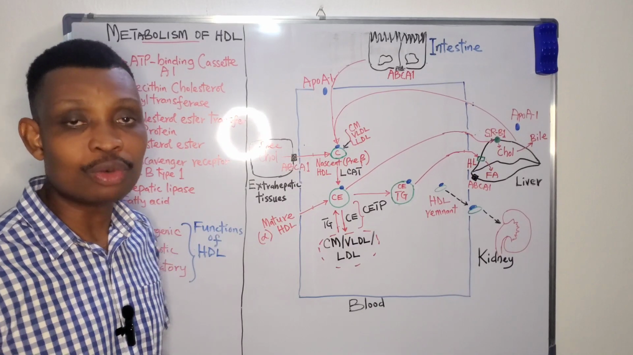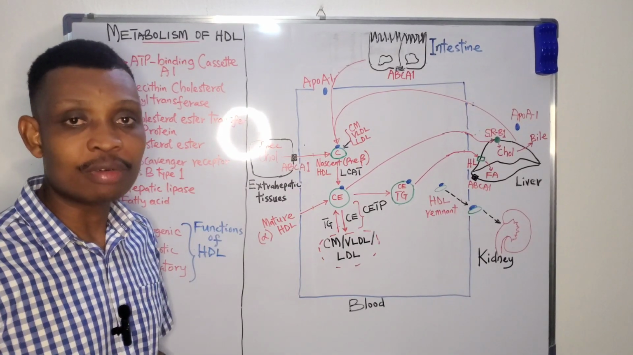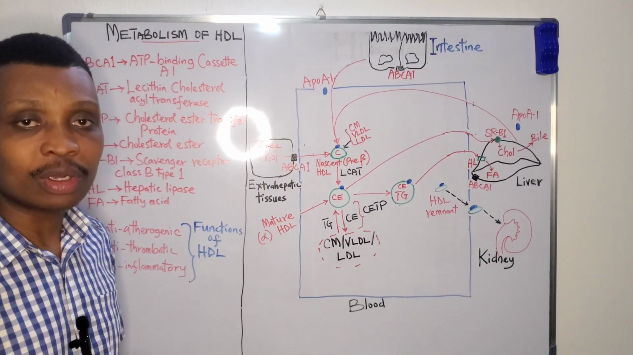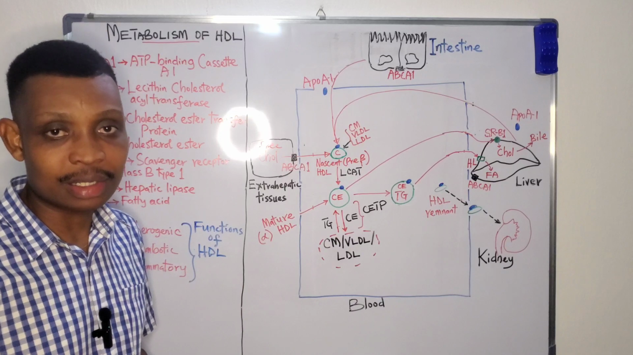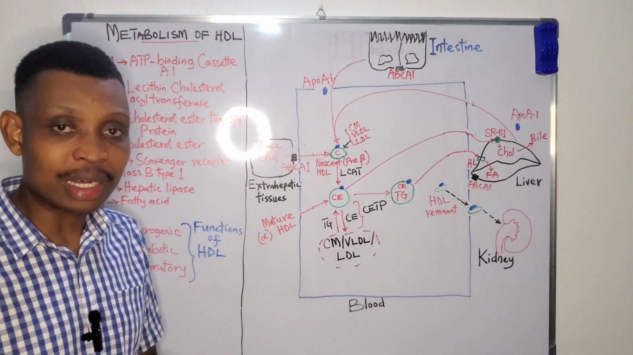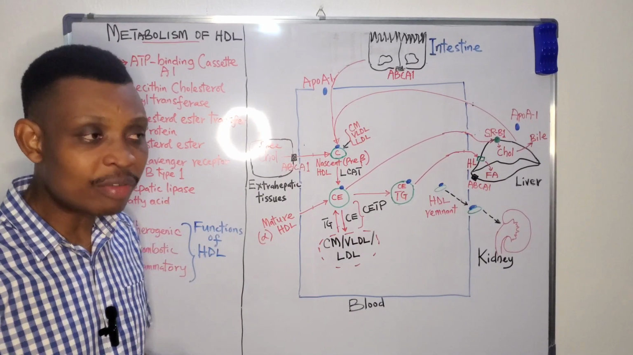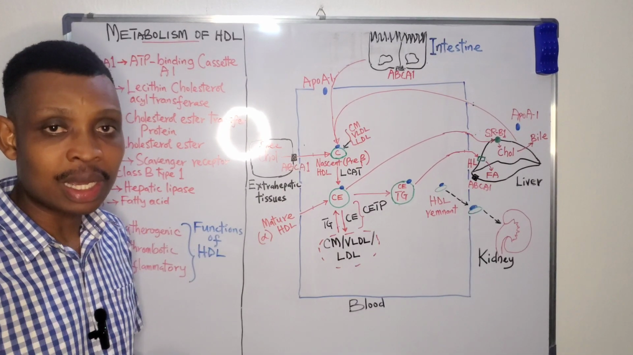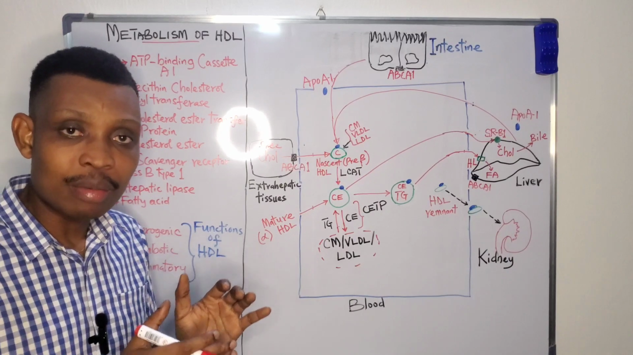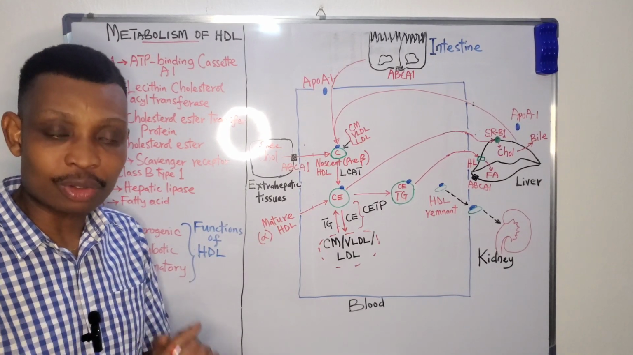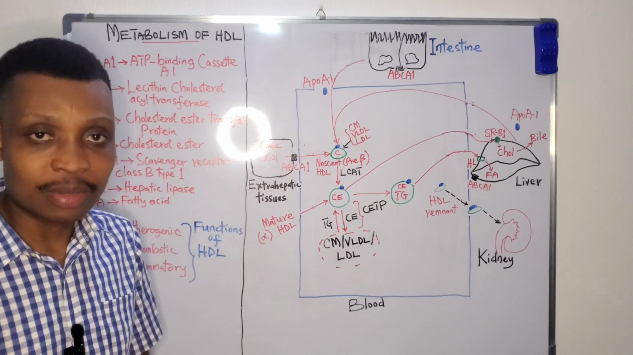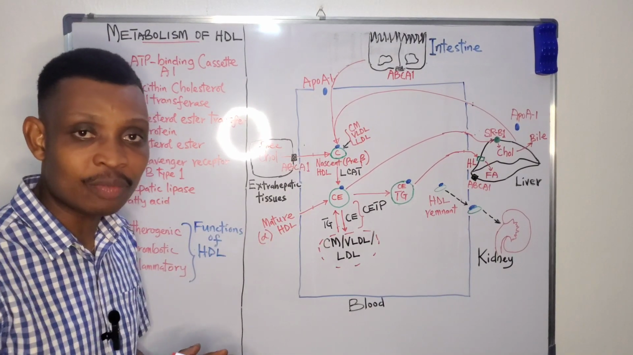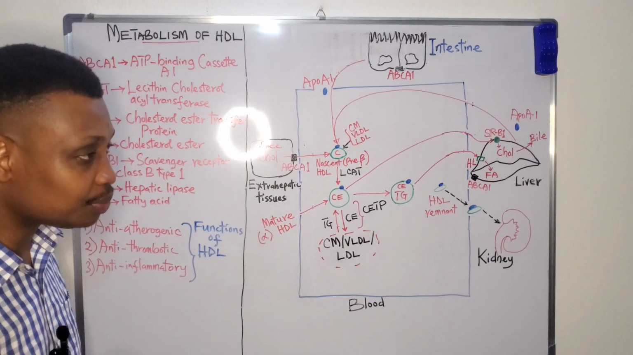So in today's lecture, we'll be talking about the metabolism of high-density lipoprotein. The HDL particle has the smallest amount of triglycerides, and because of that, it is the smallest in size. However, a larger fraction of this HDL particle is made up of proteins, and because of this large amount of protein that it contains, it has the highest density. So compared to other lipoproteins, the HDL particle is the smallest in size with the largest density.